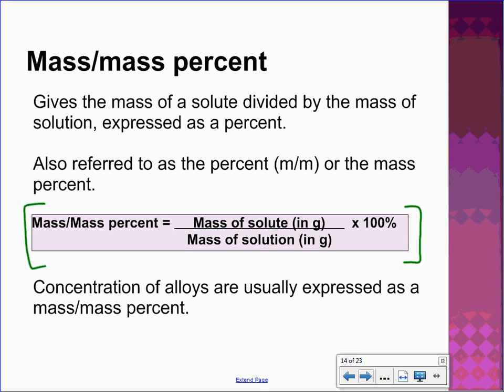So again, this is the mass of our solute, sorry, in grams, divided by the mass of our solution, also in grams. And we're going to multiply that by 100%. So where we normally see this is with the concentration of alloys. Those are mixtures of different metals, and they are usually expressed as a mass percent.